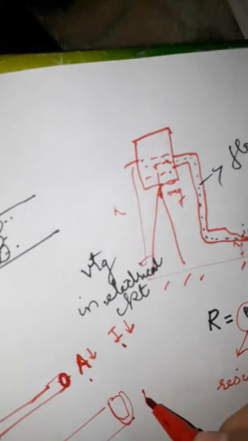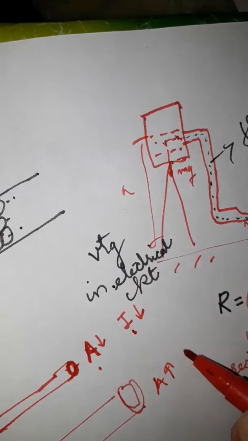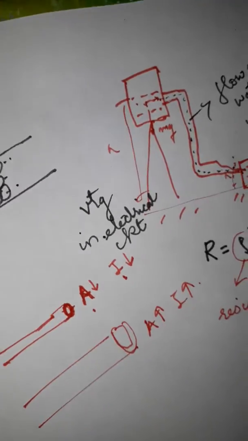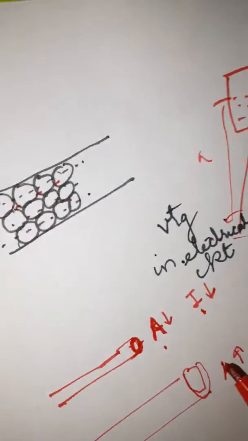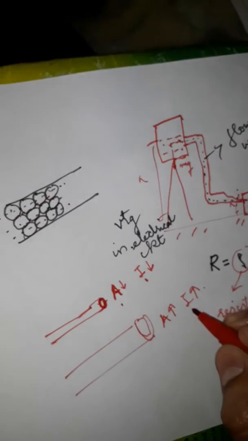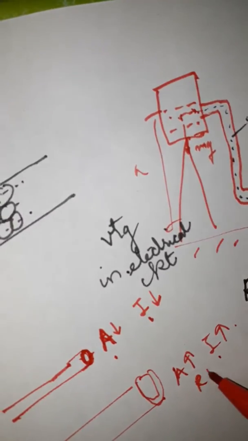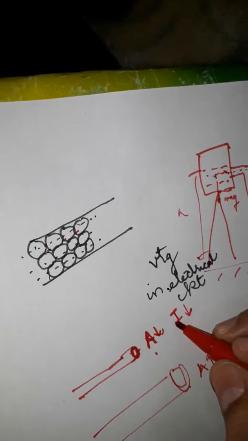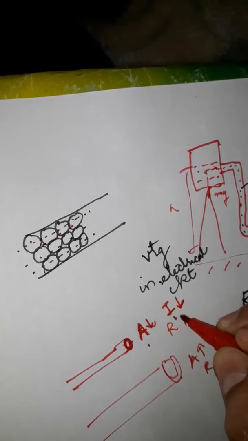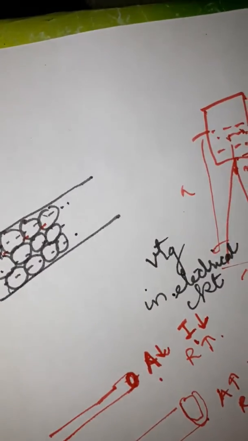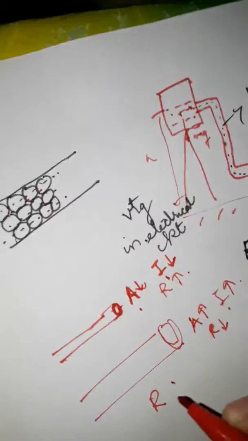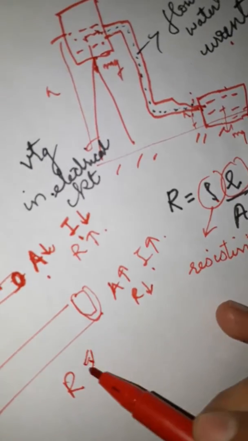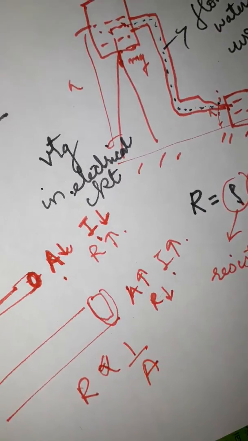Your area is more, water will be more, so current will be more. So we can say that water more means resistance is less, and if area is less, current is also less, meaning resistance is more. So we can say that resistance is inversely proportional to area of cross section.